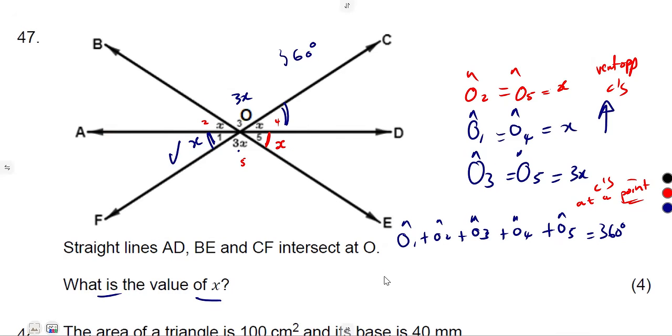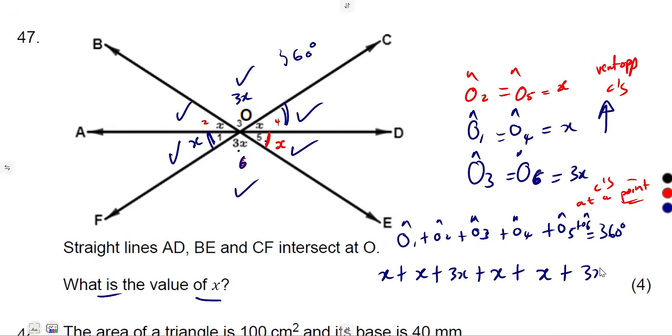So O1, that is x. O2, that is x. O3, that is 3x. O4, that is x. O5, okay, this is 5, there is 6, guys. So there's another one there. How did I take this one? There's 6, guys. So O5 is x and O6 is 3x. There are 6 angles. 1, 2, 3, 4, 5, 6. I didn't see it properly there.